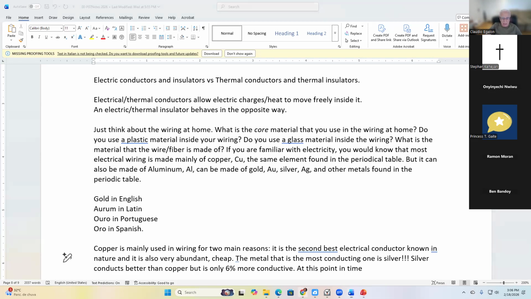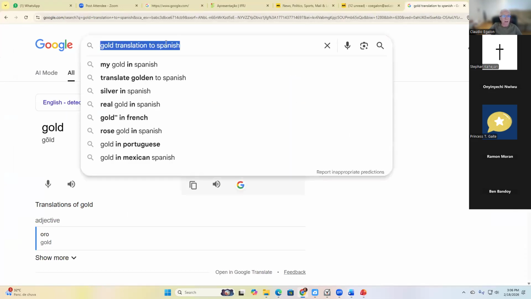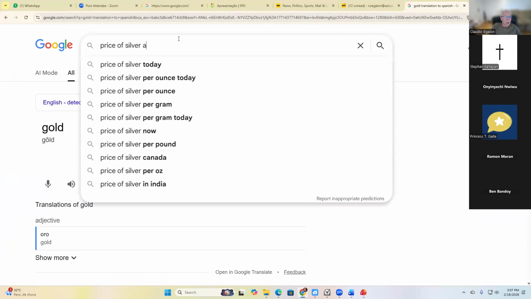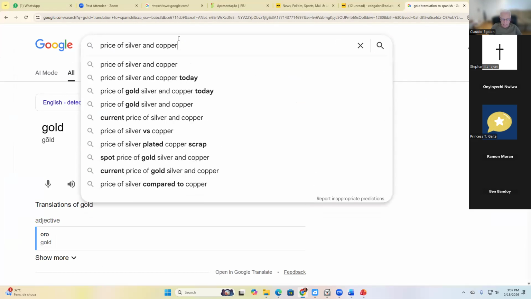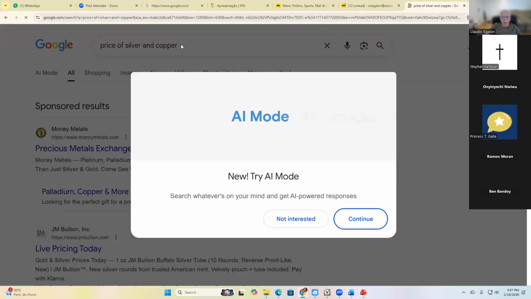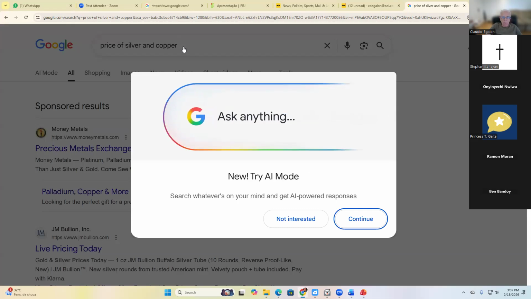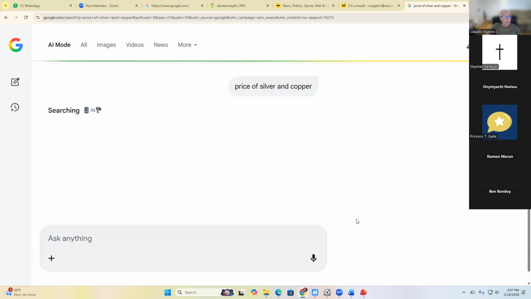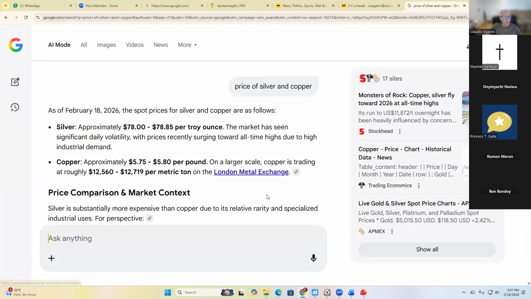Okay, let's take a look at the price of silver right now, and then we look at the price of copper as well. Price of silver and copper, and don't forget the price of gold is also increasing. Okay, let's see here. Silver, approximately, they say $78, but this is not true.